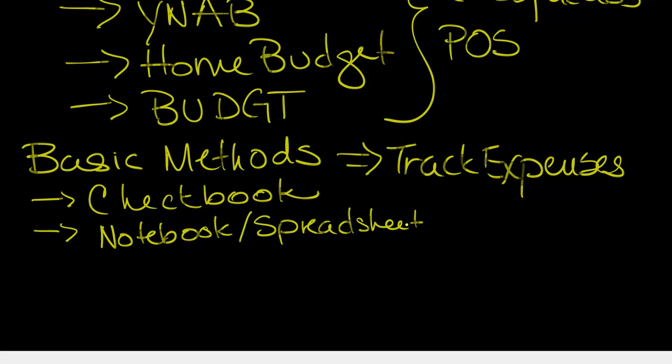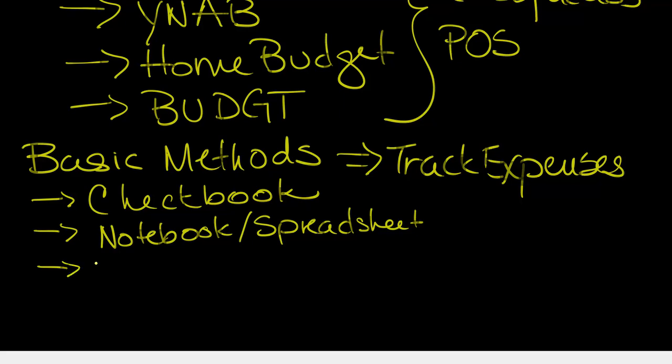So it's a little bit more difficult in a checkbook, but in a notebook or a spreadsheet, you can keep columns for the different expense categories and see not only all of the individual transactions, but then you can see how much you spent in various categories that are important to you.